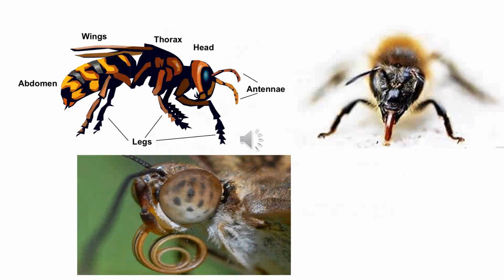The head consists of two eyes, a mouth, and an antenna. Antenna helps them to smell and feel. Different insects have different types of mouth depending on the type of food they eat. As you can see in the picture, butterfly and honeybees have a coiled feeding tube so that they can suck nectar from flowers. So, depending on the food habits, all the insects have different kinds of mouth.